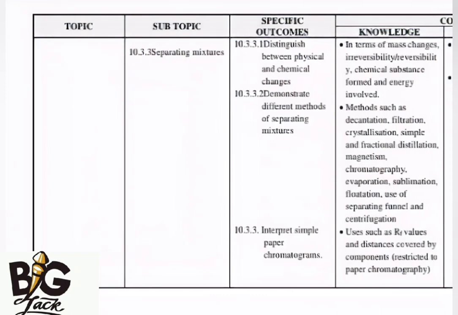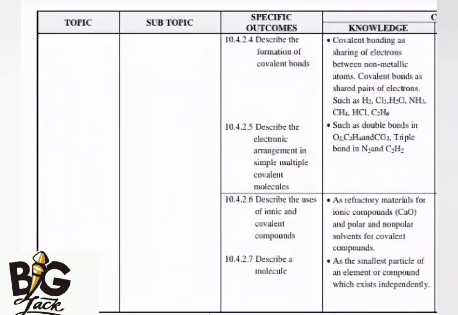So apart from that one, they are also going to ask you to describe the formation of covalent bonding. Now when you talk of covalent bonding, it involves non-metals. For example, carbon dioxide contains two elements, carbon and oxygen. Carbon is a non-metal and oxygen is also a non-metal. Now a covalent bond involves the sharing of electrons.